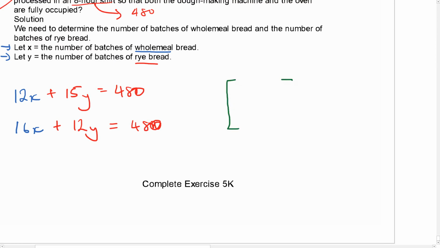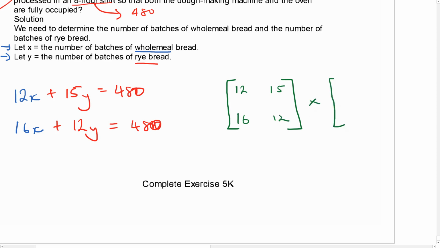For the number matrix, it's two equations, so there's going to be two rows, and I can see there's two variables. X refers to the number of wholemeal, Y refers to the number of rye bread. So in the first equation, there is 12 of the X's and 15 of the Y's. In the second equation, there's 16 of the X and 12 of the Y's. And then multiply that by the letter matrix.